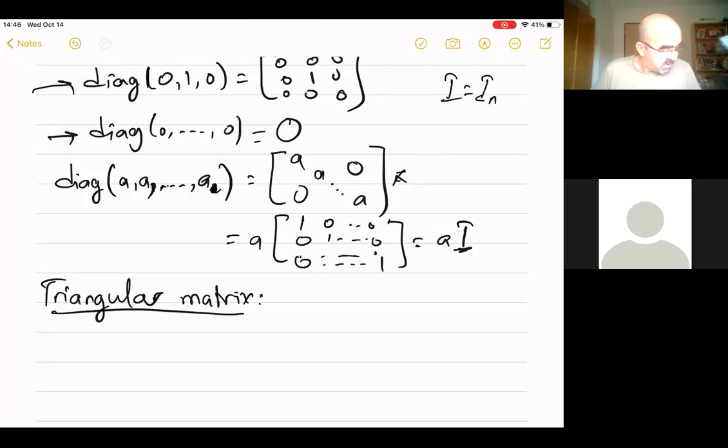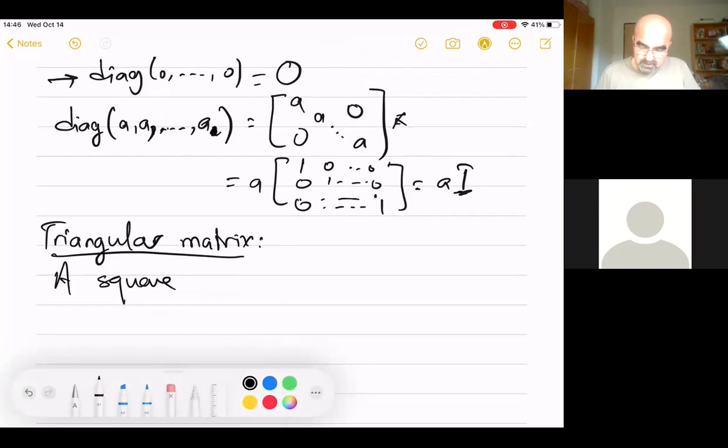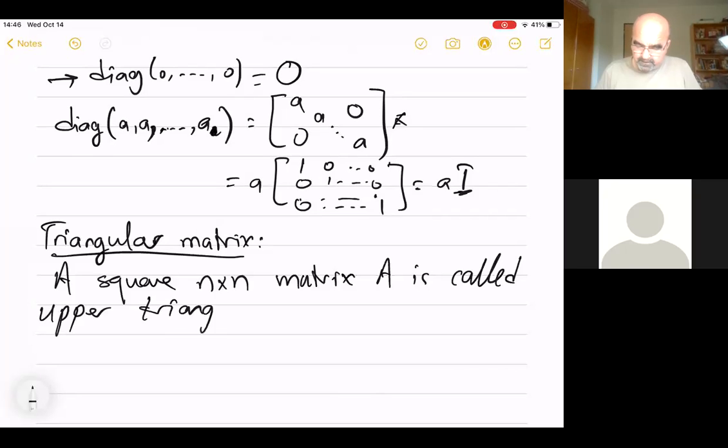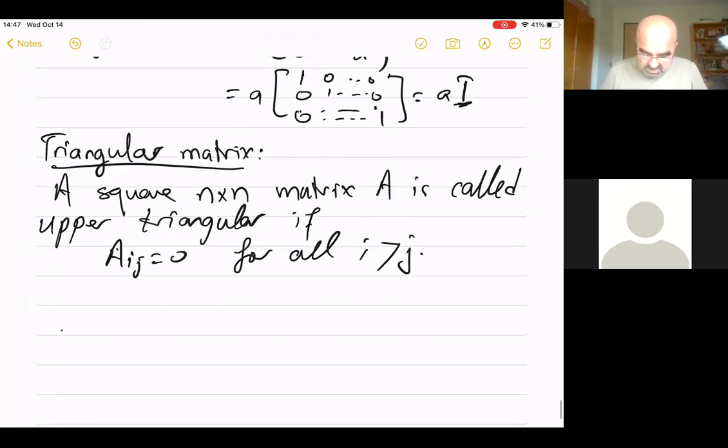A triangular matrix. A square, let's say n cross n matrix A is called upper triangular if it looks like a triangle, an upper triangle, if Aij is 0 for all i greater than j. Namely, if A is in this form.